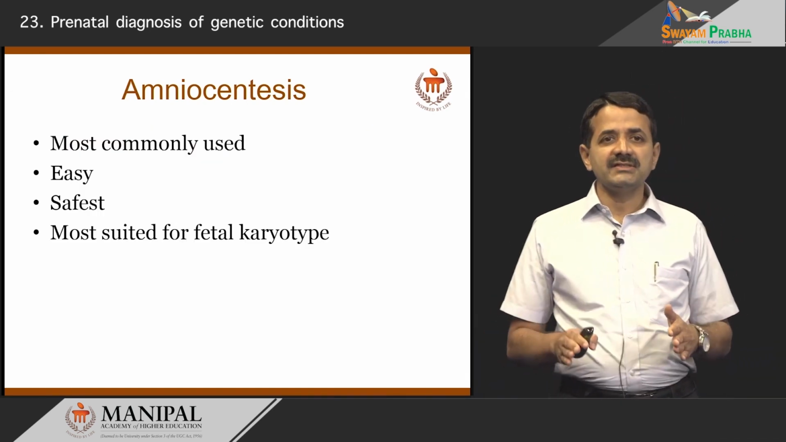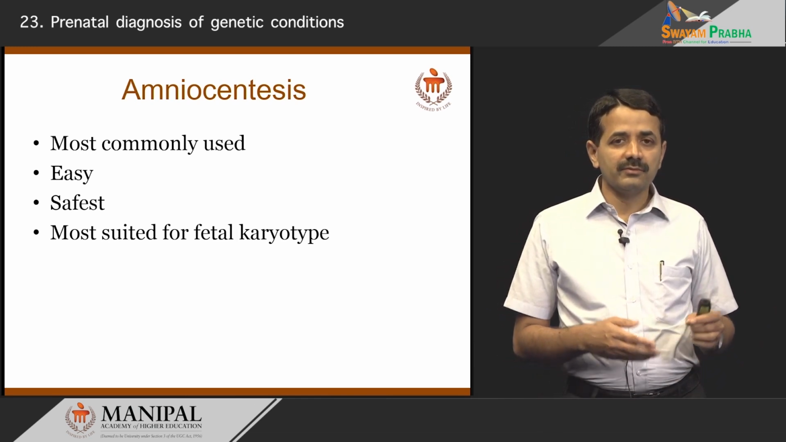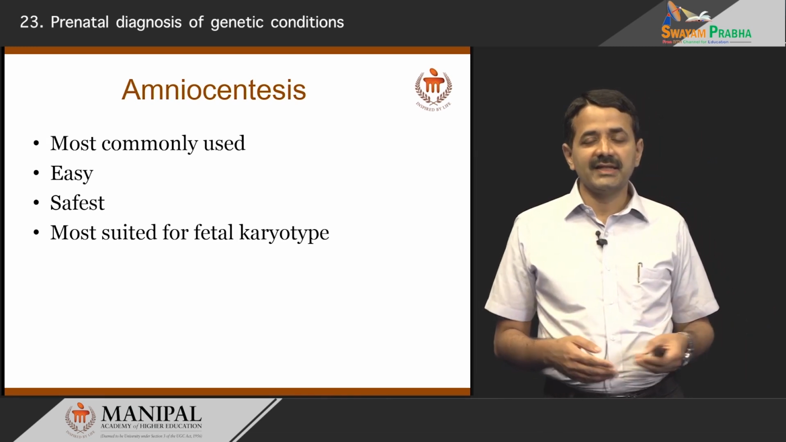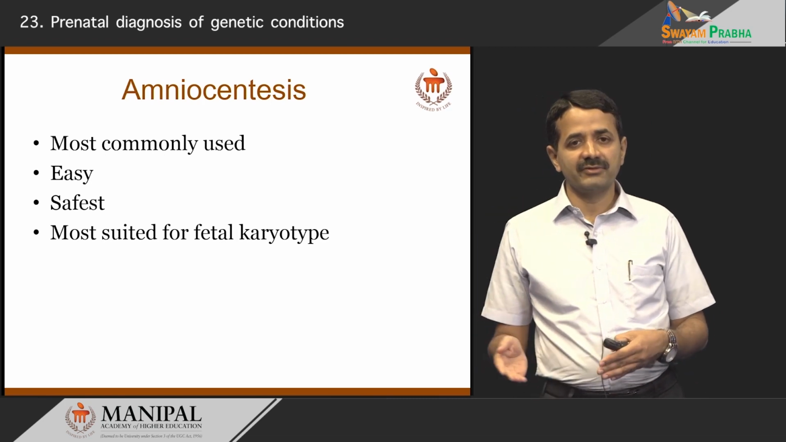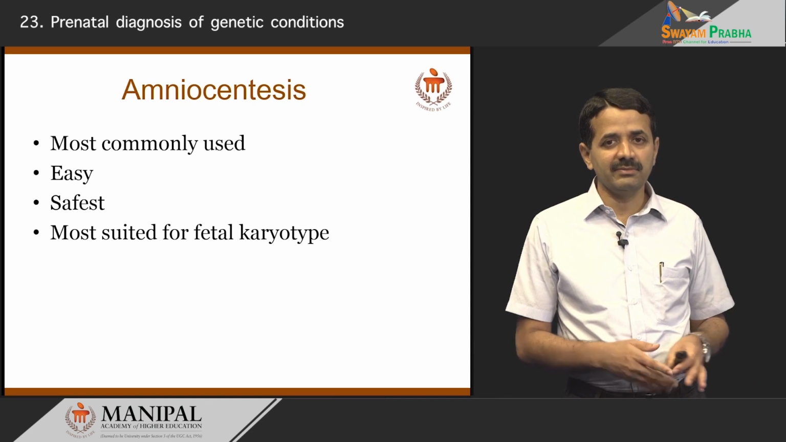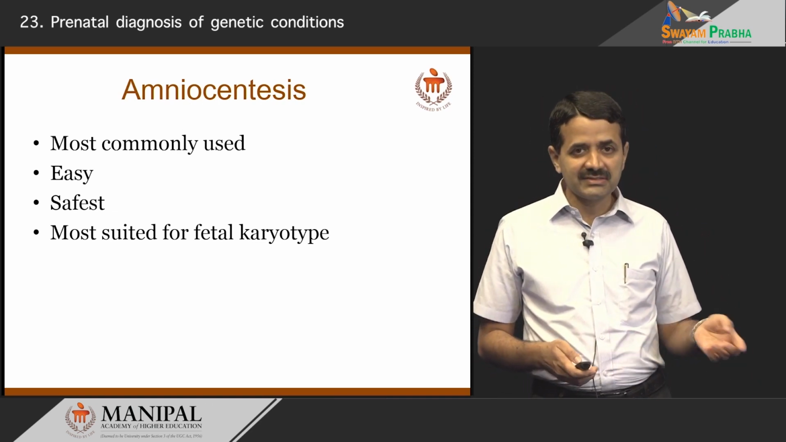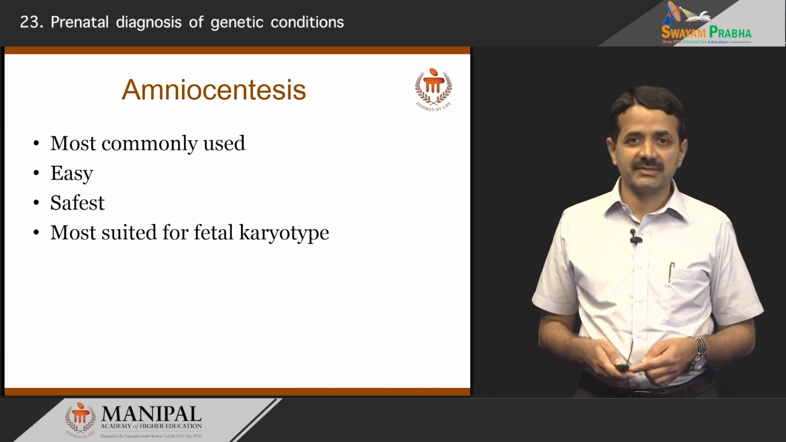So, amniocentesis is the most commonly used prenatal testing because it is easy and it is done between 15 to 20 or 22 weeks, and it is the safest and most suited for fetal karyotype. Good labs can do karyotyping from chorionic villi as well, but this is currently the most commonly used test.